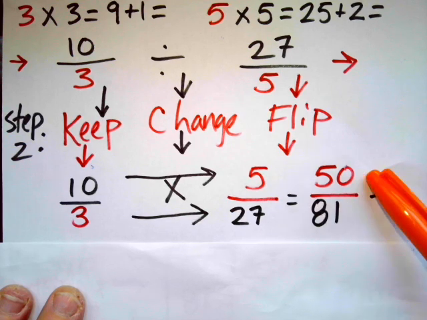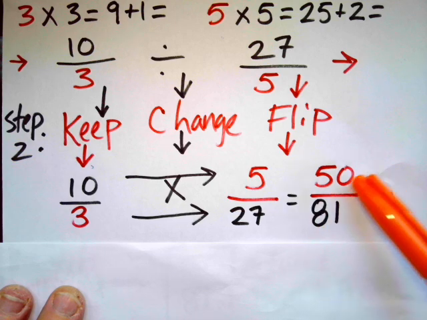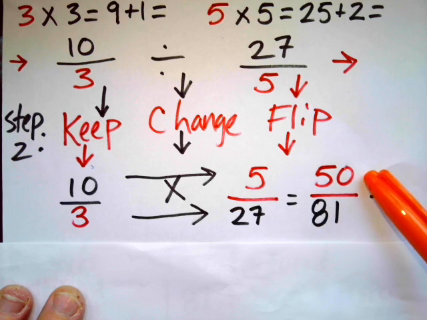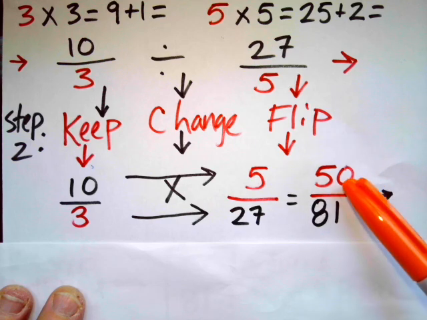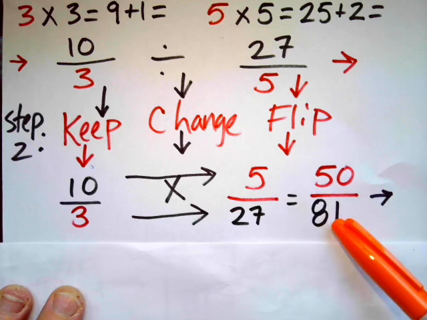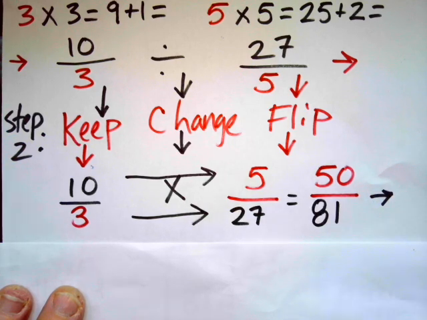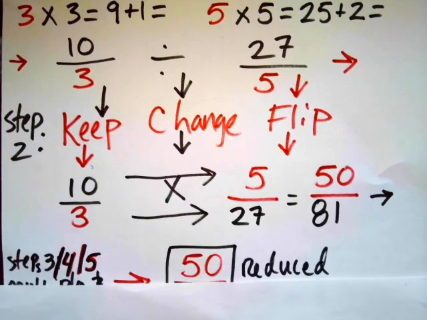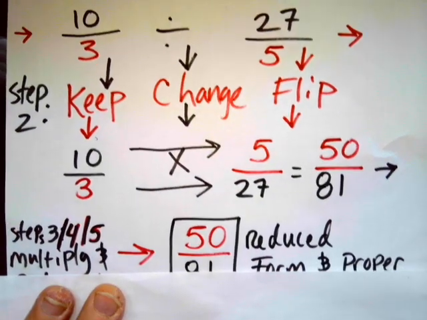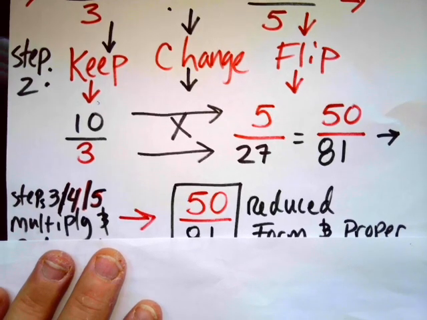Will 4 go into 50 evenly? No. How about 5? 5 will divide into 50. 5 times 10 is 50. So 50 divided by 5 is 10. But 5 will not divide evenly into 81. So you could keep on trying, but I don't think you're going to find a number that would reduce that particular fraction.